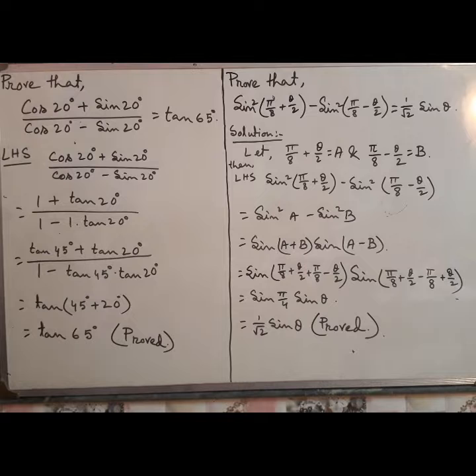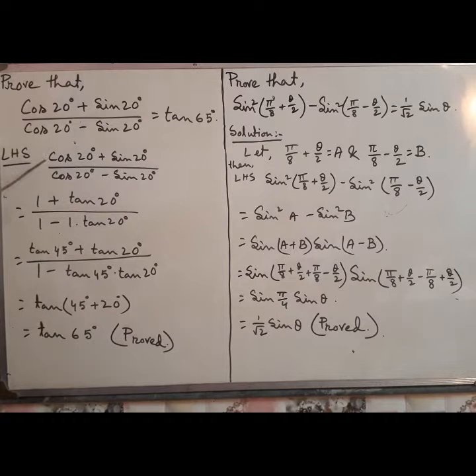Now on the board there are two problems given. The first one is prove that cos 20 degree plus sin 20 degree by cos 20 degree minus sin 20 degree equal to tan 65 degree. So at first, given left hand side, that is equal to the given expression cos 20 plus sin 20 by cos 20 minus sin 20.